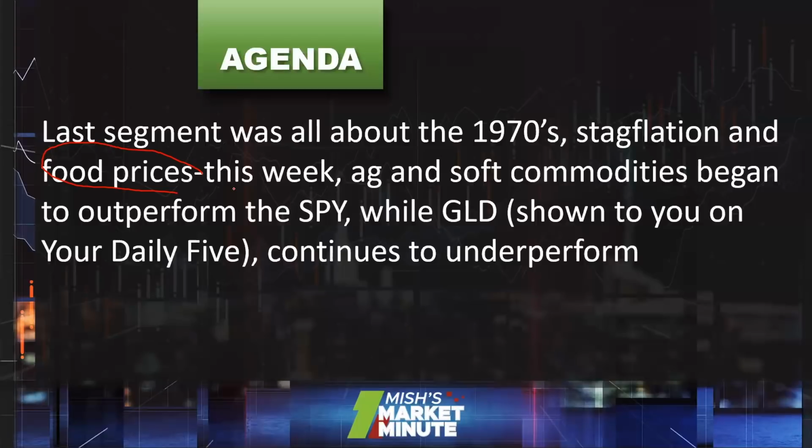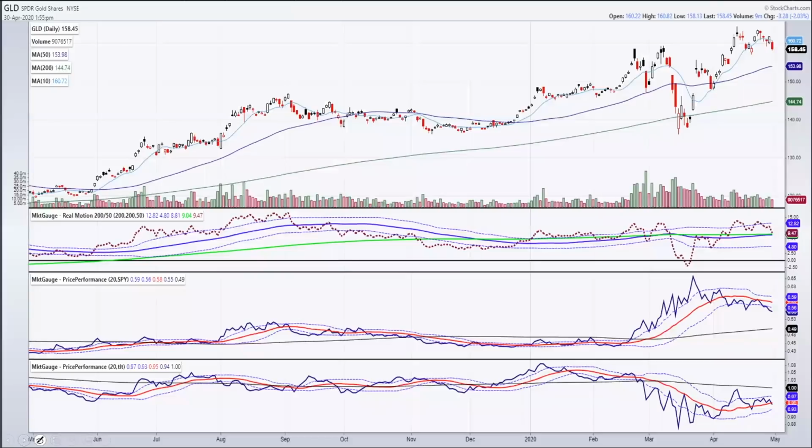And again, if you go back to that video on the 1970s, I talk about things like GDP and labor and jobs report, etc. You can have a high level of unemployment and still have stagflation. People that say, well, low demand means no stagflation, they haven't studied the history. So now, this week, agriculturals, I'm going to show you, soft commodities, I'm going to show you, started a little bit here to outperform the SPY, while GLD, which I showed to you on the daily, still continues to underperform. So now let's take a look.